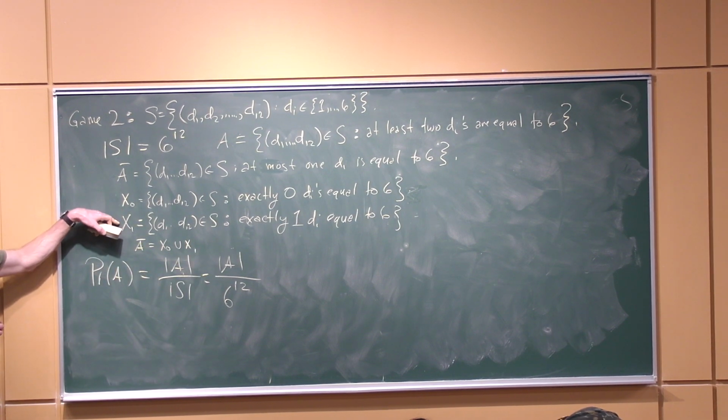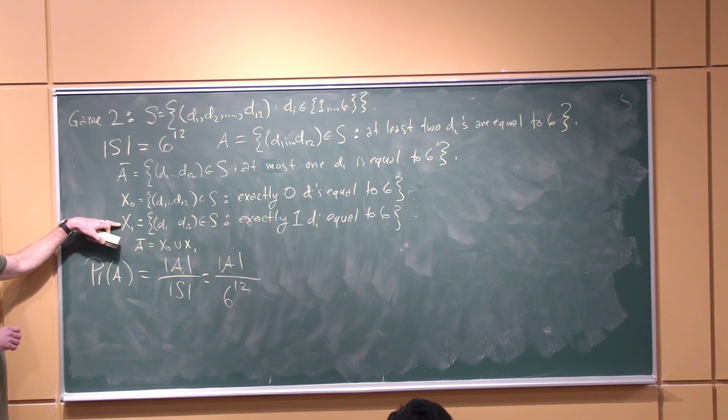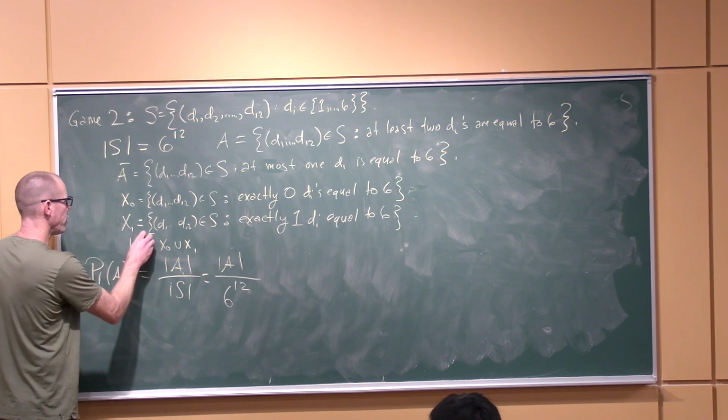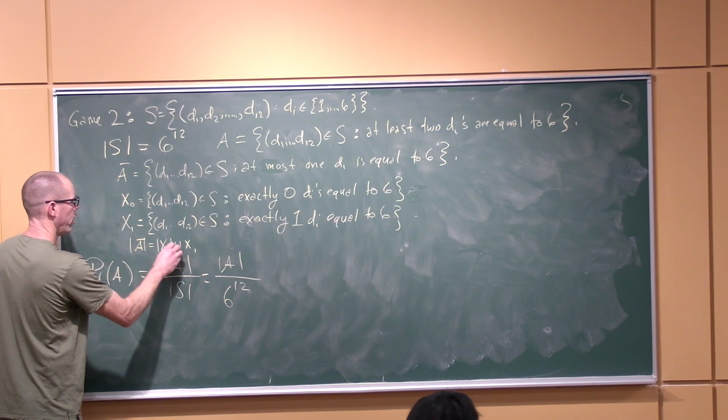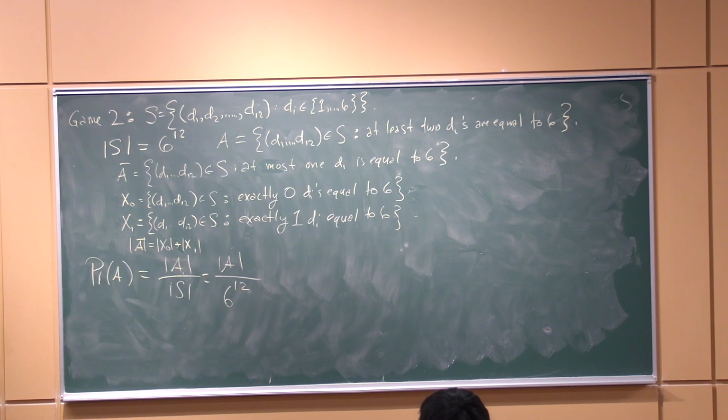These are disjoint sets because they have different numbers. The elements of this set have no 6s in them. Elements of this set have 1 6 in them, which means that the size of A bar is the sum of the sizes of these two sets. So now we just need to know these two things.